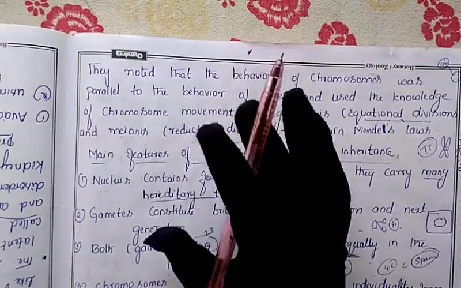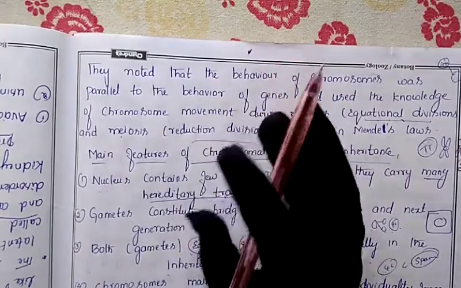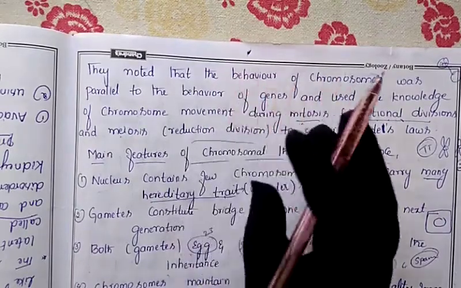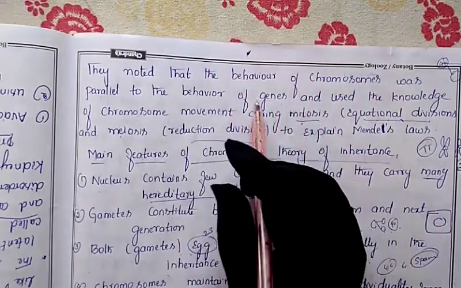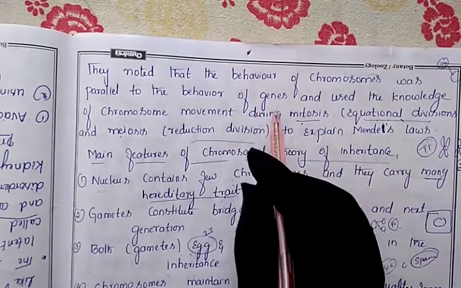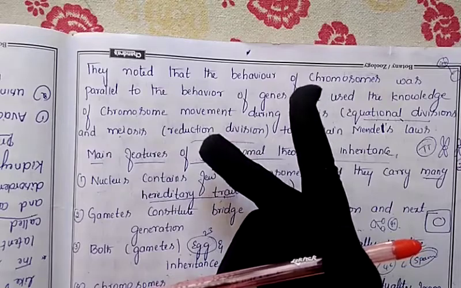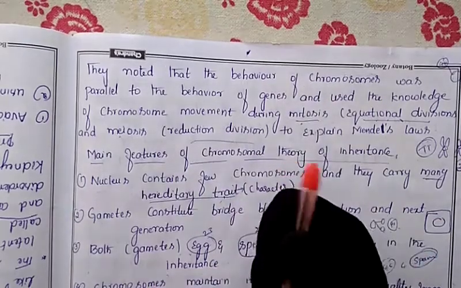They found that the way the chromosomes behave, the genes also behave in the same manner, simultaneously. Chromosomes are always in a pairing condition, and genes will also be in a pairing condition.